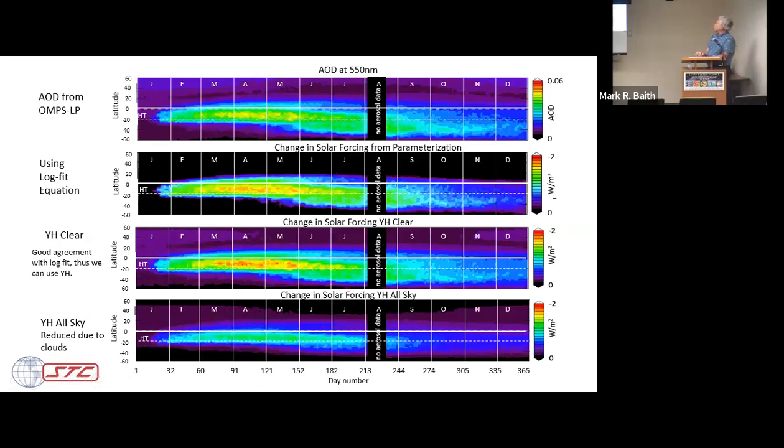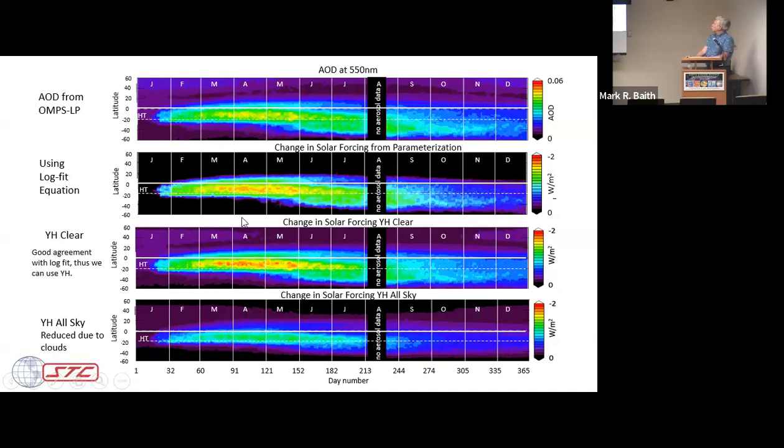So what you're looking at here is a time series of AOD from the OMPS LP instrument. And you can see that AOD doesn't get really big. It's like 0.05. It's not really big. You wouldn't really notice much. But using the log fit equation, you get this value for the change in forcing. So we're talking about maybe 1.5 watts per meter squared change in solar forcing.